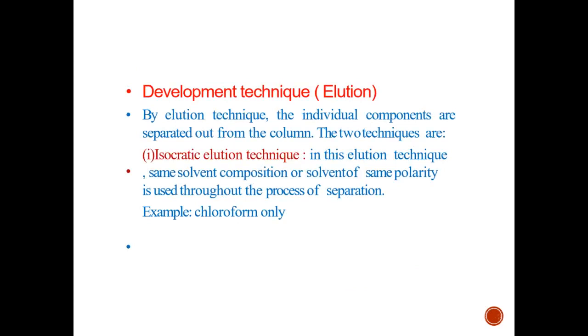There are two types of development techniques used in column chromatography. That is elution. By the elution technique, the individual components are separated out of the column. The two techniques are, first, the isocratic elution technique. In this technique, the same solvent composition or solvent of the same polarity is used throughout the separation. There is no change in the composition of the mobile phase. For example, chloroform only is used as the mobile phase.